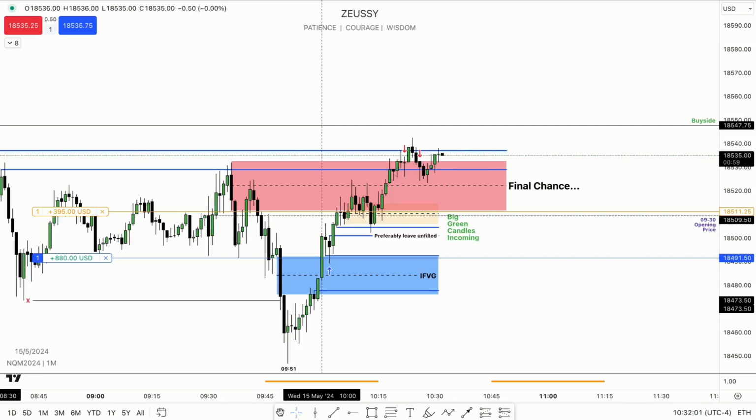So far, the reaction of that red box is rather good. However, 10:30 has passed, so I'm actively going to monitor to see how we will deliver after that now.